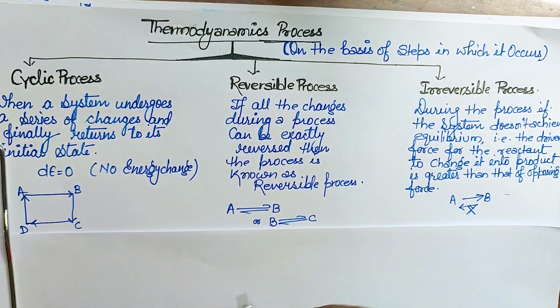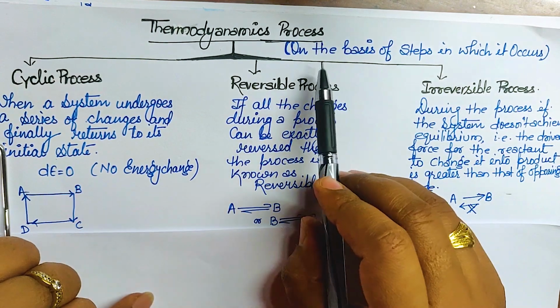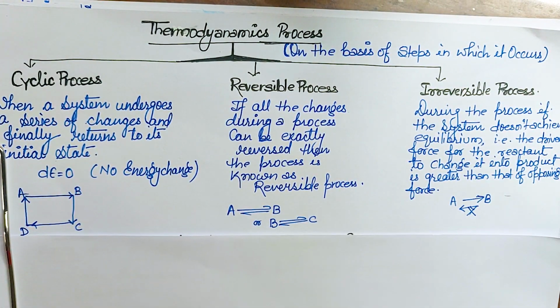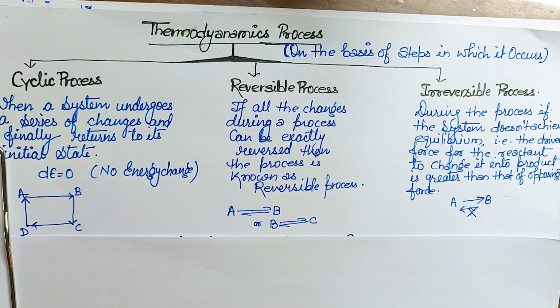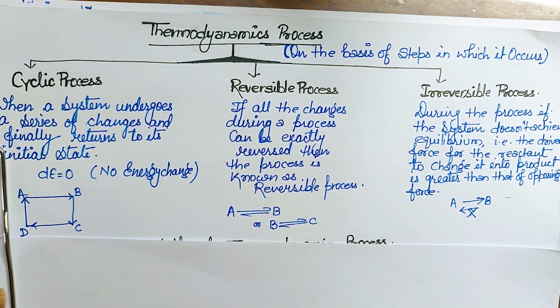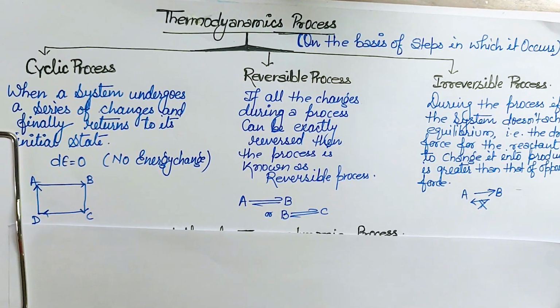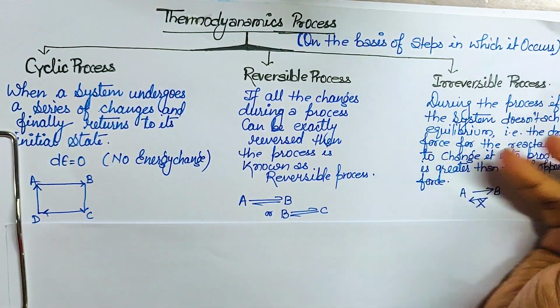So class, today we are going to study other thermodynamic processes, on the basis of the steps in which they occur. We have done the types of thermodynamic process on the basis of what was constant, isn't it? The constant factor. On that we have done isothermal, isobaric, isochoric and adiabatic. Got it? So here we are going to study processes on the basis of steps in which it occurs.